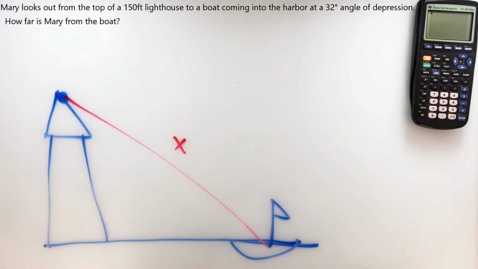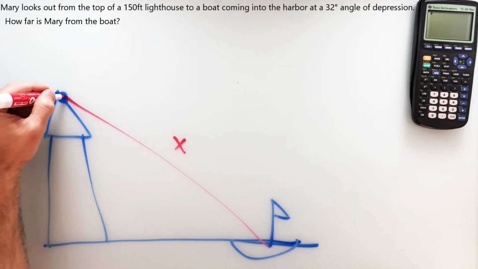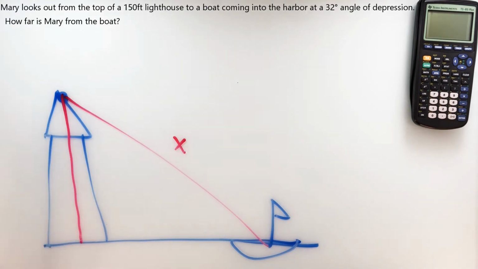It tells me the height of the lighthouse, which is 150 feet. So if I drop a line straight down from Mary at the top, down to the ground, again at a right angle, we've got 150 feet.